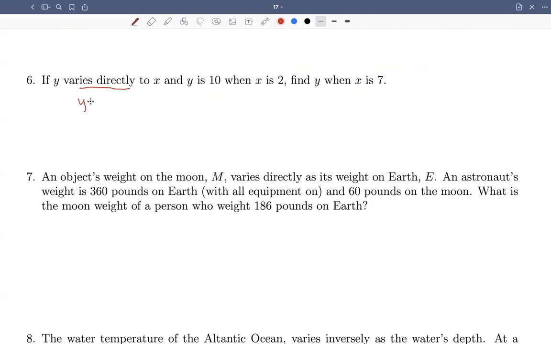Let's see 6. If y varies directly means direct variation. So right away, in our head, we're thinking, okay, the formula is y equals kx, or k equals y divided by x, all right? When y is 10, x is 2. So k equals 5. So that means y equals 5x. Now this is finding y when x is 7. Well, y is 5 times 7. 5 times 7 is 35. That's it. So when x is 7, y is 35.